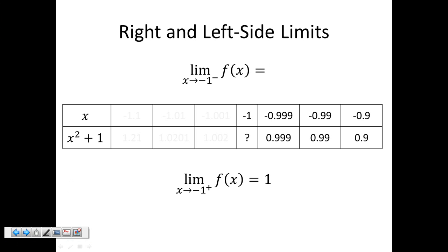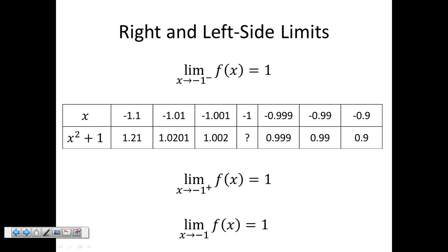When I approach from the right, I'm taking the limit as x approaches negative 1 from the right. I am also getting a 1. So my two different rules for this piecewise function are taking me to the same value. Now that means something. When I approach from the left and from the right and I get the same number, then this limit, without any left or right notation, exists. That limit is equal to 1.